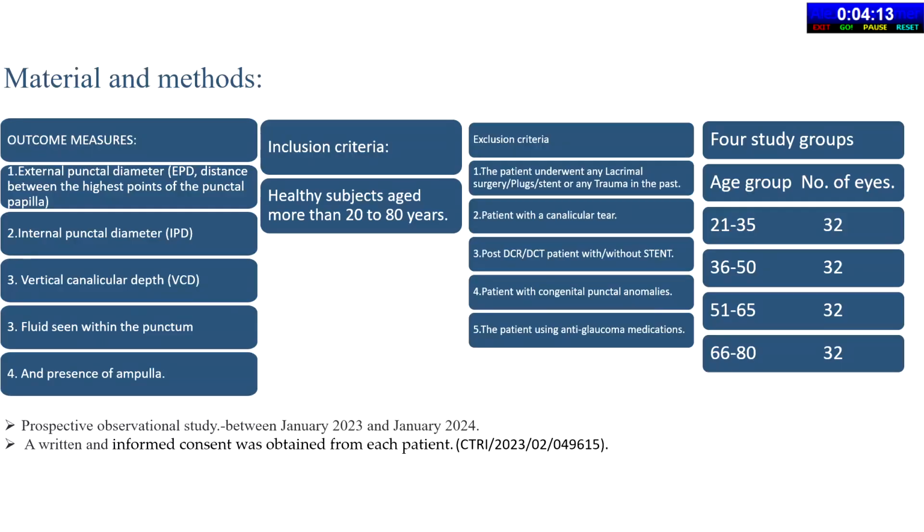The materials and method. My outcome measures were external punctum diameter, internal punctum diameter, vertical canalicular depth, fluid seen within the punctum, and presence of ampulla. Inclusion criteria was healthy subjects aged between 20 to 80 years, and exclusion criteria was the patient underwent any lacrimal surgery, patient with canalicular tear, post-DCR DCT patient, patient with congenital punctal anomalies, and the patient using anti-glaucoma medications. And we divided the study in 4 groups. The age groups were 21 to 35, 36 to 50, 51 to 65, and 66 to 80, and each group contained 32 eyes.